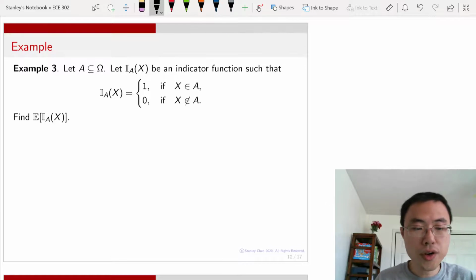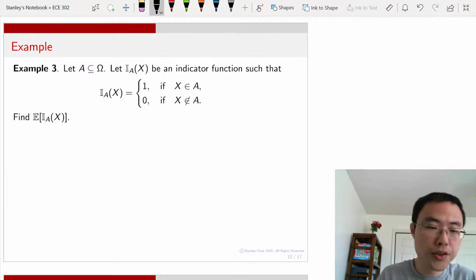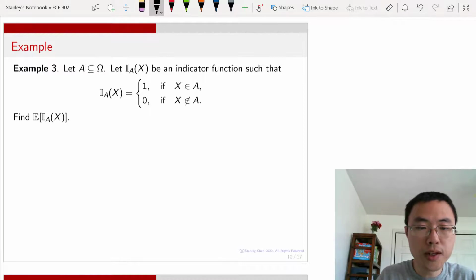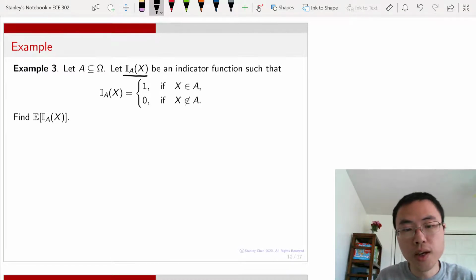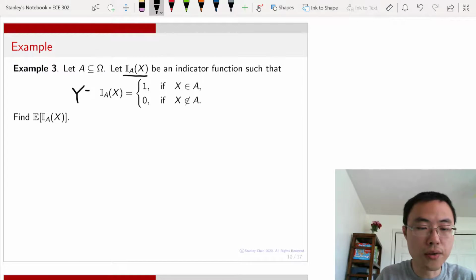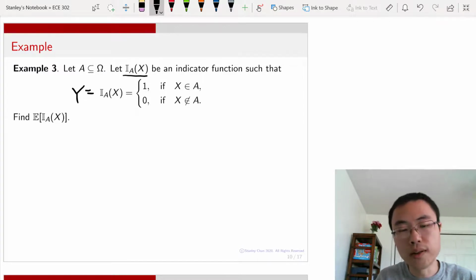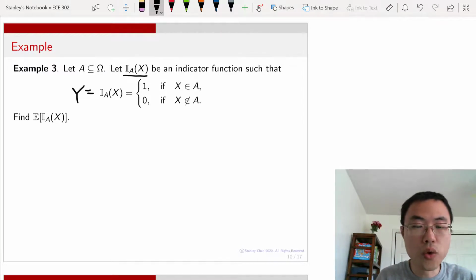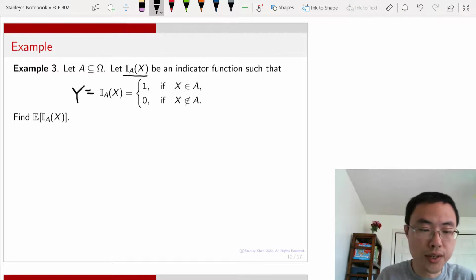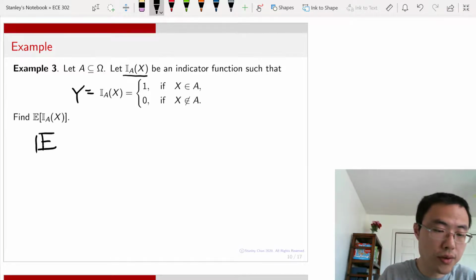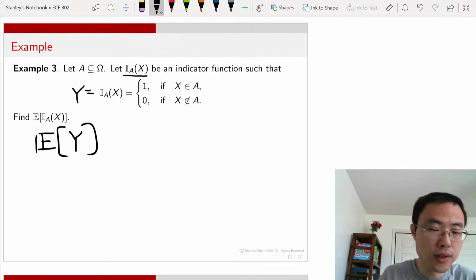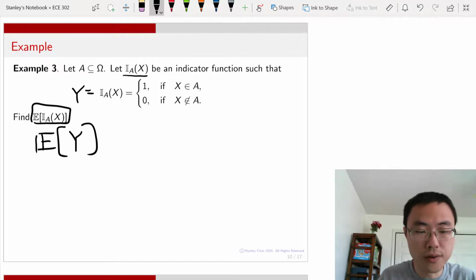Now, here is the third example. The example says that I have an event A inside the sample space omega, and I'm defining this function I_A of x as an indicator function. If your random variable x is inside the set A, then that thing, let me call it y, will give you value 1. If it's not, then y will give you value 0. So we want to find the expectation of y, or in this case, the expectation of this indicator function of A.